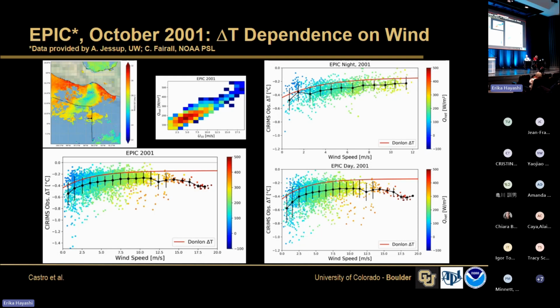Here we see also that the observed dependence sort of tracks Donlon. It has the same tendency, but there's a constant offset of about 2/10 of a Kelvin. And the other interesting thing is this departure for winds greater than 10 meters per second, and they're driven by very high heat fluxes.